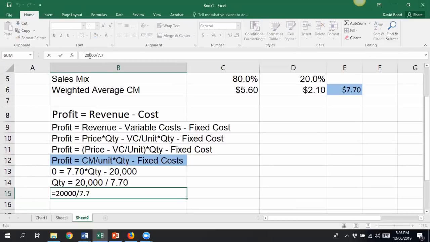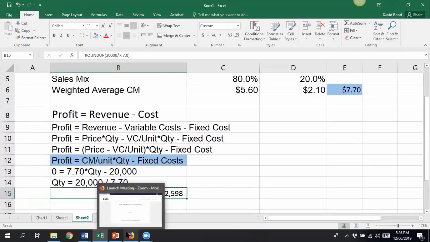Equals, if we want to, round up. So what we end up with is 2,500. I hope that's the answer. That's the answer I've worked out. We end up with $2,598.